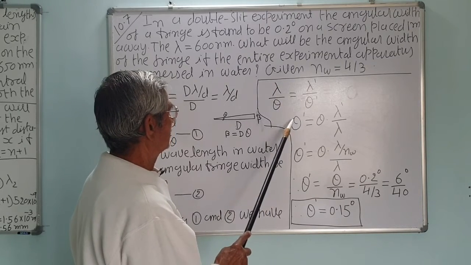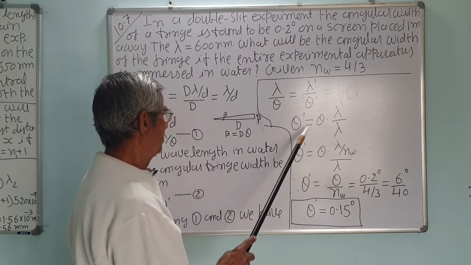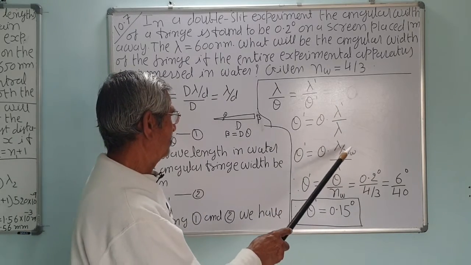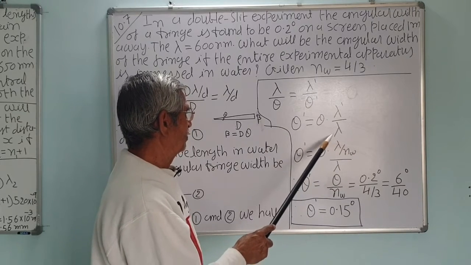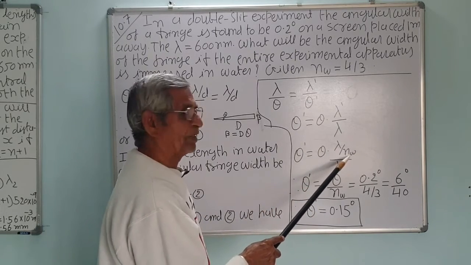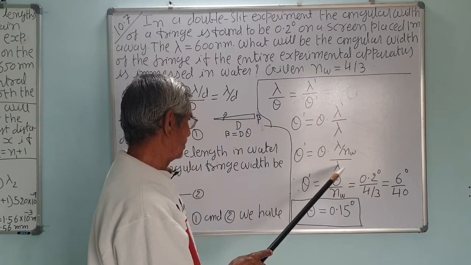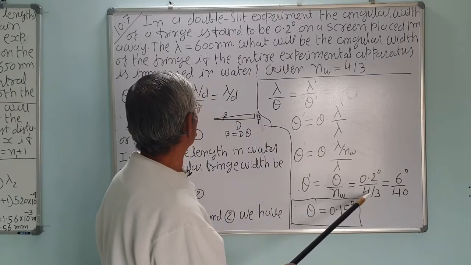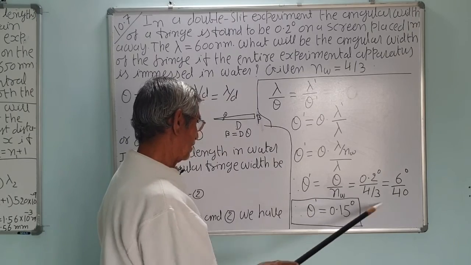So theta dash is equal to theta into lambda dash upon lambda. Lambda dash is lambda upon the refractive index of water, that is the wavelength in water, correct? Lambda dash is equal to wavelength in air upon refractive index. So lambda cancels. So theta dash is equal to theta upon refractive index. And water has refractive index, it is given, 4 by 3. So 0.2 into 3 upon 4, that is 0.15 degree.